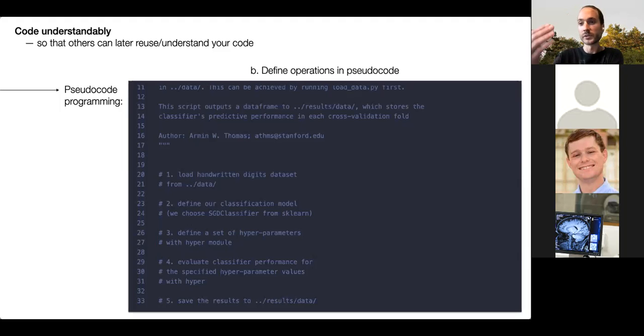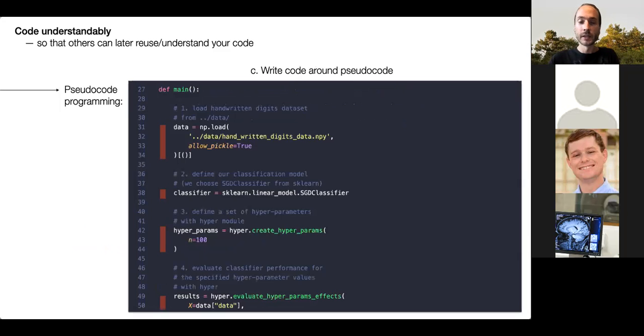So once you've written down individual analysis steps, here, for example, loading the data set first, then defining a classification model, defining hyperparameters, and then evaluating the classifier's performance, you can just start writing code around these comments. And you have immediately provided good documentation of your code, because someone else can just look in your script and, without understanding individual lines of code, have an idea of what is happening in each section of your script.